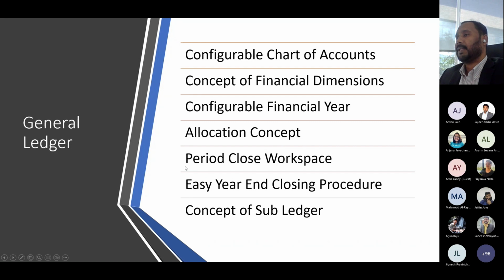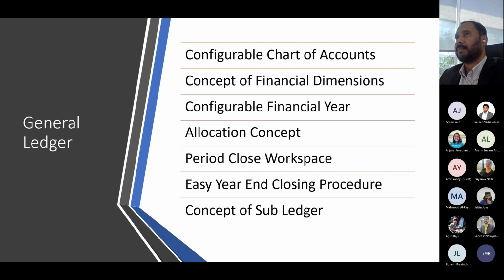And a very important thing next is your period close workspace. This is a very good thing which is introduced with Dynamics 365, because most companies are struggling with month-end closing and year-end closing. When a month-end comes, what are the things which need to be taken care of? Who will do what task? Who has it been allocated to? What is the status of that task? It is a difficult thing to manage, especially in a large organization.